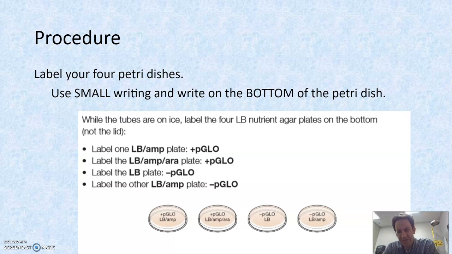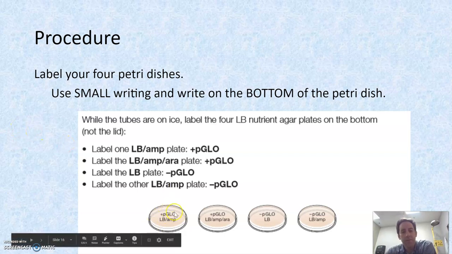Now, is that good for transformation or bad? If we want things to get into the cell, do we want the membrane to be kind of packed together and less fluid? The answer is no. So that's kind of weird, but that's going to be happening while it's on ice. So while it's sitting on ice, you're going to get 4 prepared Petri dishes, and you're going to label them with either plus P-glow or minus P-glow as indicated in the directions.